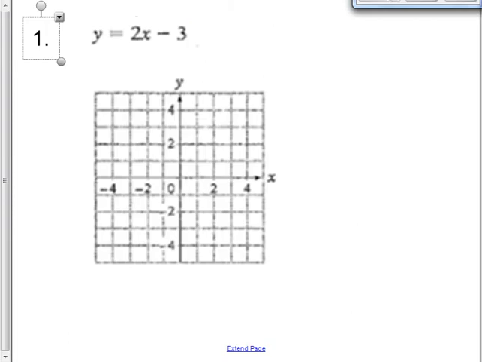So let's take a look at our problems here. This problem is number 1. It's y equals, let me just write it here, 2x minus 3.